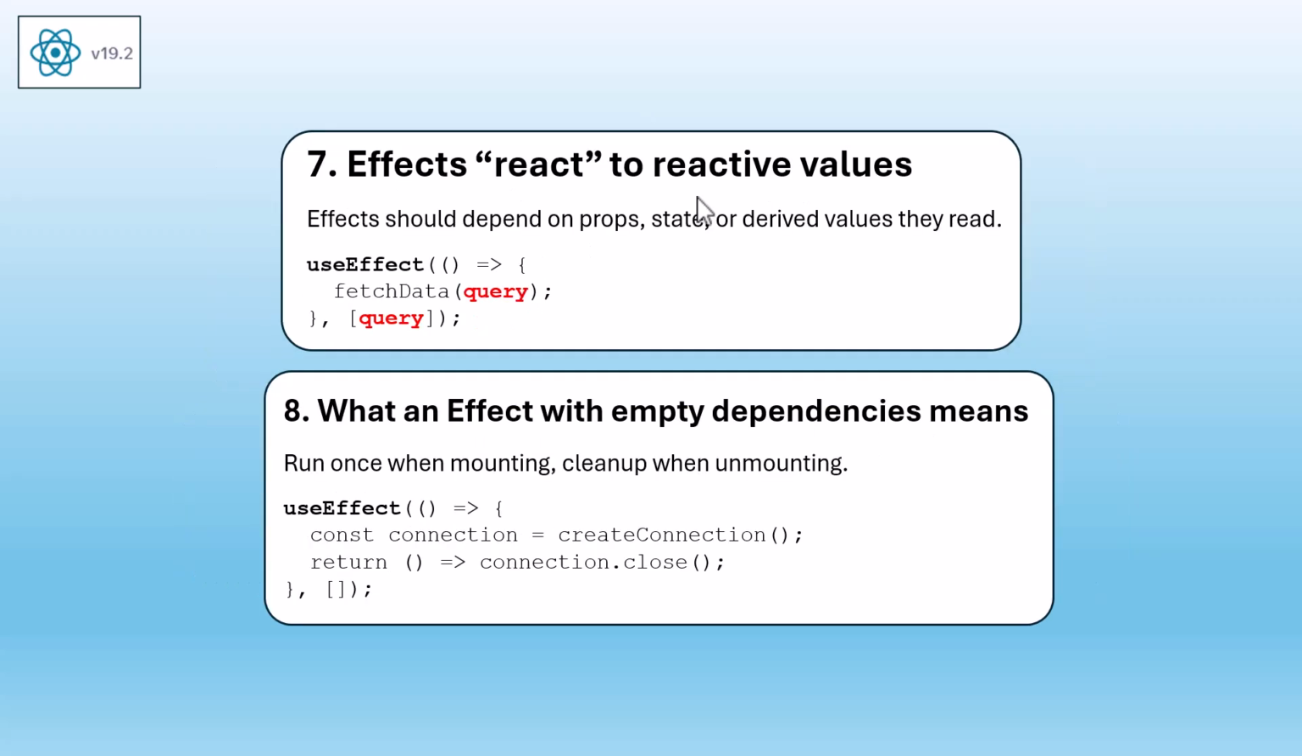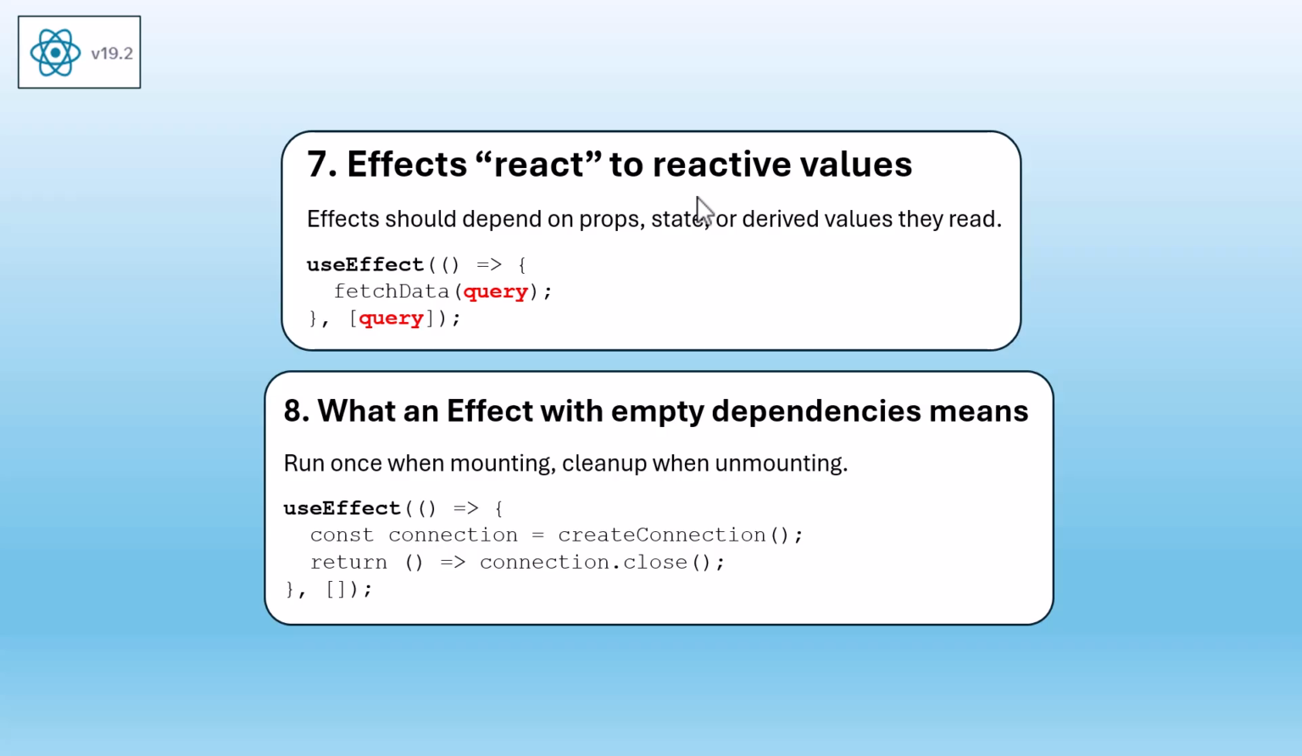7. Effects react to reactive values. In React, reactive values are props, state, or other values derived during rendering, for example variables calculated from props or context. If your effect code reads such values, then changes to those values should cause your effect to resynchronize. That means they should go into the dependency list of the effect. Non-reactive values, for example values that never change, or external mutable state not managed by React, don't belong in that list.